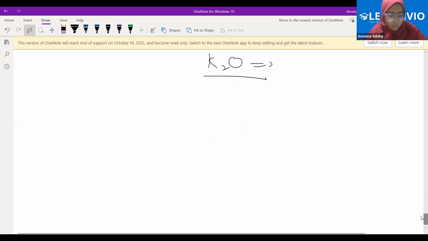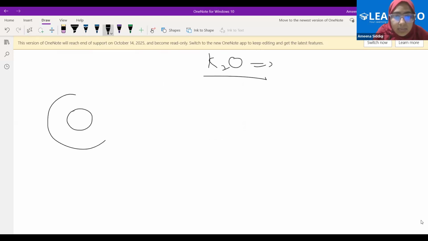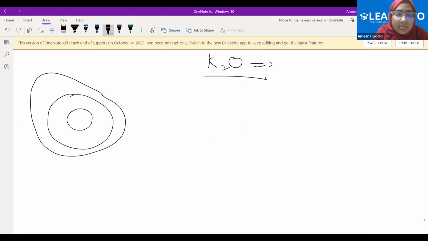I just want to discuss two things here. Please, I'll take 2 to 3 minutes more. Is everyone clear with this concept? So let's suppose I want to draw the electronic configuration for oxygen. So what will I do? 2 electrons in the first shell. And how many electrons in the second shell? 6, right? That's it.